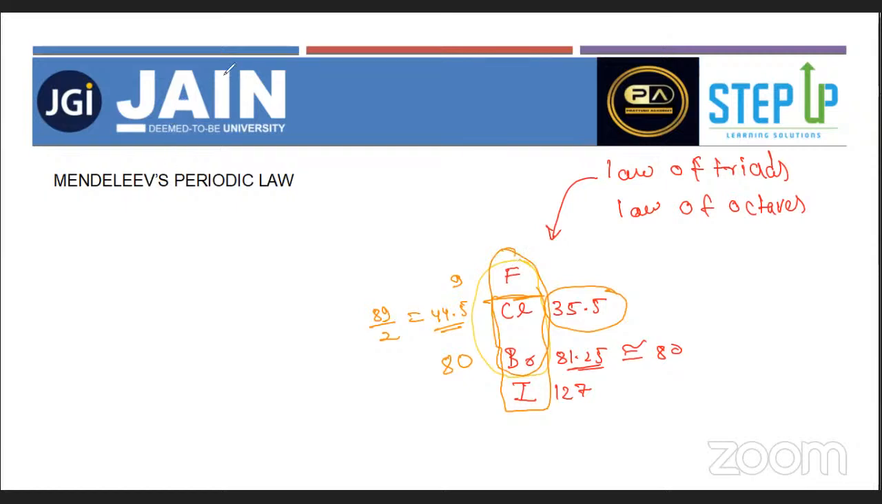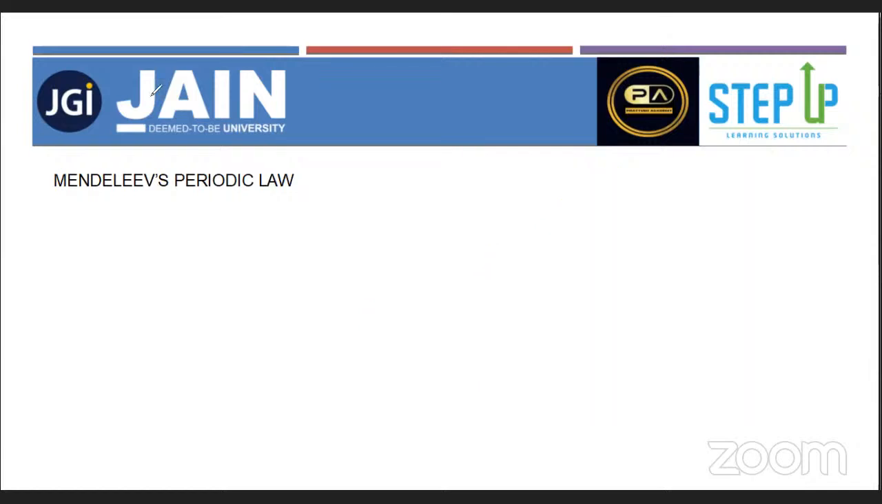The second thing was the law of octaves. The law of octaves said you arrange the elements in increasing atomic mass. So lithium, beryllium, boron, carbon, nitrogen, oxygen, fluorine, and then sodium. Counting first, second, third, up to 8, he said that every 8th element has properties similar to the first, so the properties repeat every eighth element. Okay, we understood this.